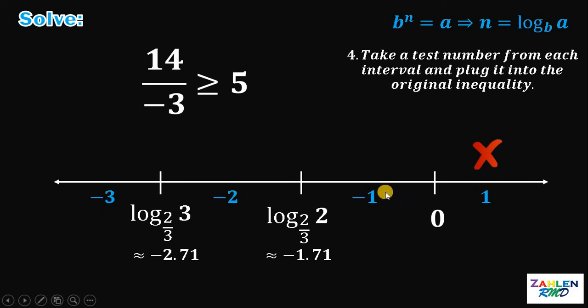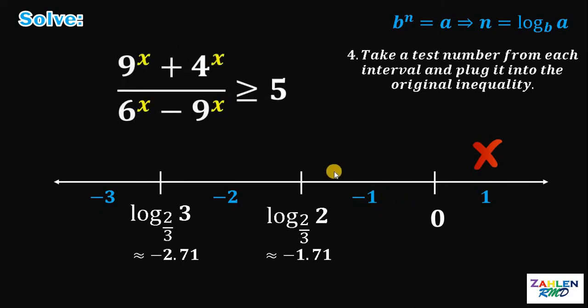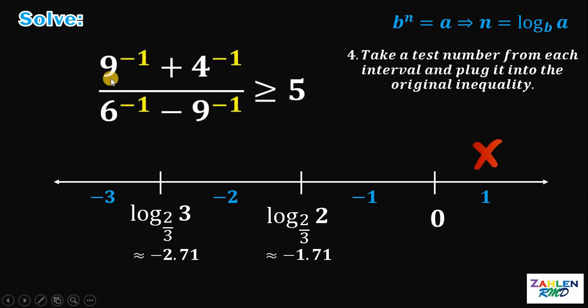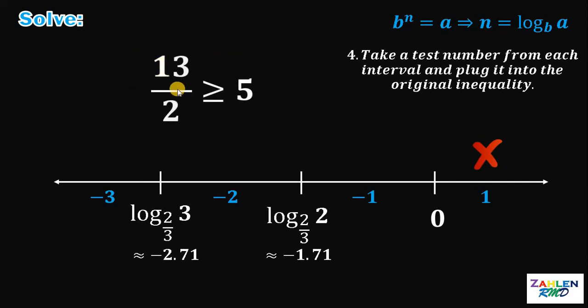Now, let's check if x is negative 1. How about this interval? So, let's replace all x with negative 1. This becomes 9 raised to negative 1 plus 4 raised to negative 1 all over 6 raised to negative 1 minus 9 raised to negative 1. Now, simplify, and this will give us 13 over 2. Now, 13 over 2 is 6.5, and 6.5 is definitely greater than or equal to 5. Therefore, this interval is part of our solution.